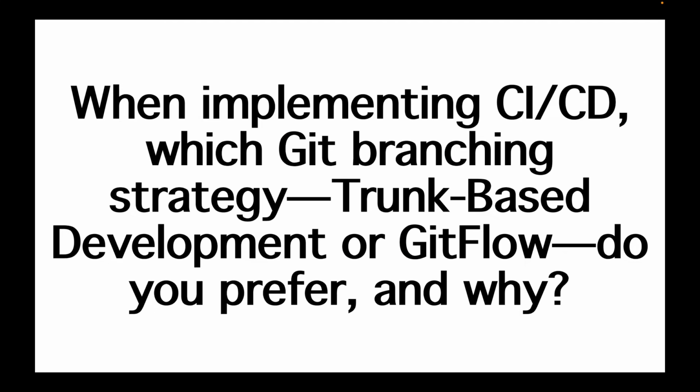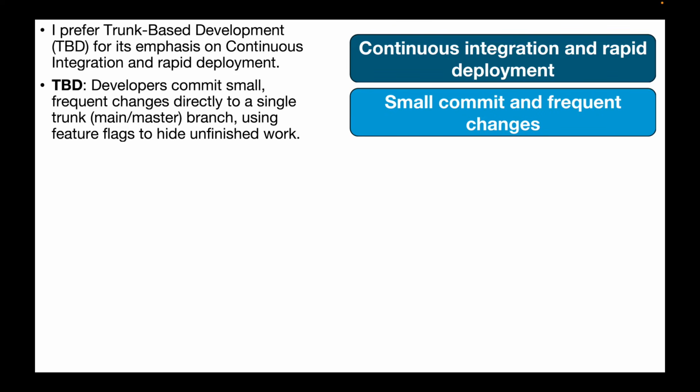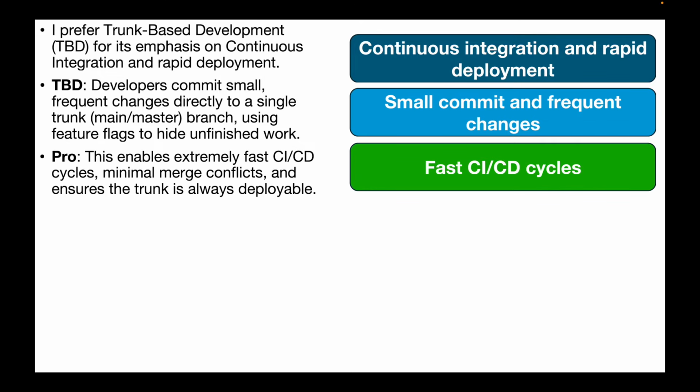The next question we have is, when implementing CI/CD, which Git branching strategy, trunk-based deployment or Git flow, do you prefer and why? So in my case, I would prefer the trunk-based development for its emphasis on continuous integration, rapid deployment. So in your trunk-based development, developers commit small frequent changes directly to a single branch, could be your main branch or your master branch, using feature flags to hide any unfinished work. This enables extremely fast CI/CD cycles with very minimal merge conflicts and ensures the trunk is always deployable.